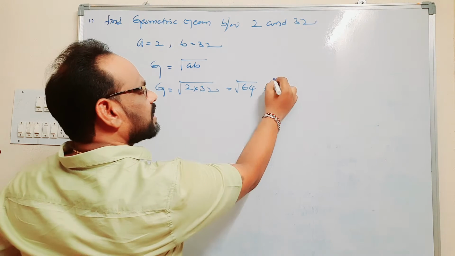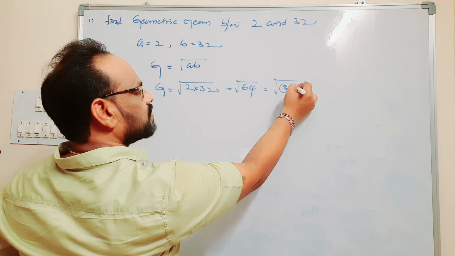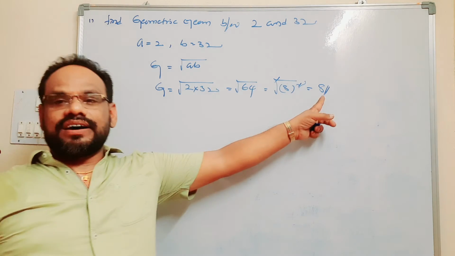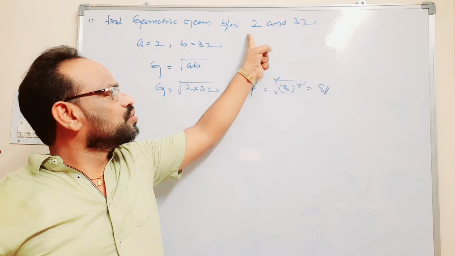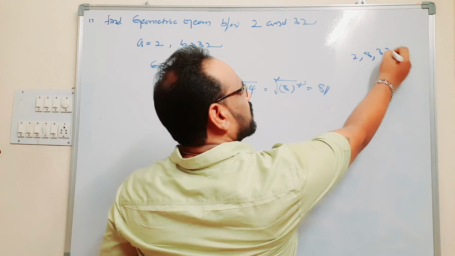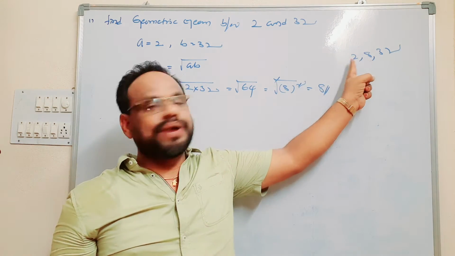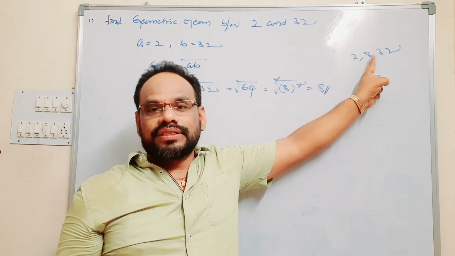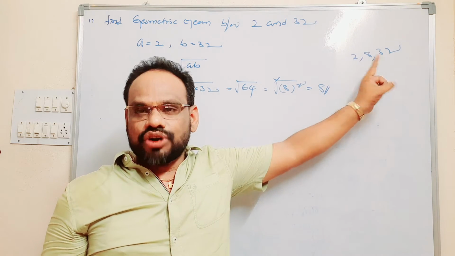The square root of 64 can be written as the square root of 8 whole square. The square root gets cancelled, which gives 8. So 8 is the single geometric mean between the two given numbers 2 and 32. Observe here: 2, 8, 32. T2 by T1 is 8 by 2, which is 4, and T3 by T2 is 32 by 8, which is also 4. Clearly they are in geometric progression.